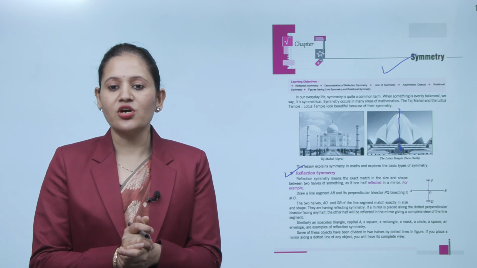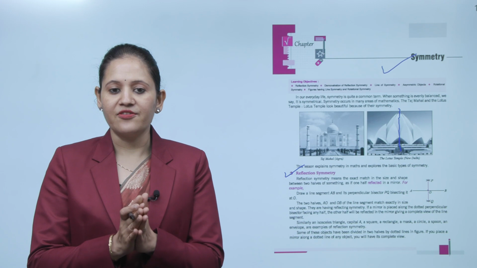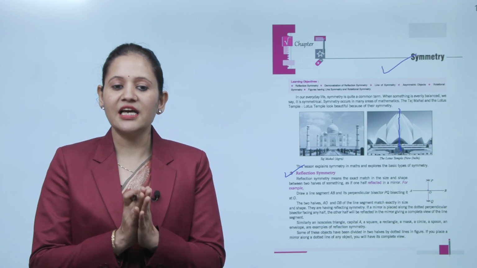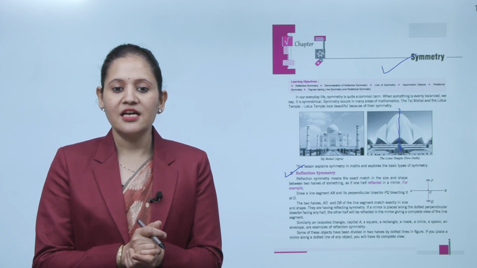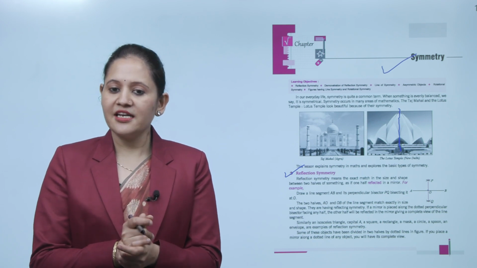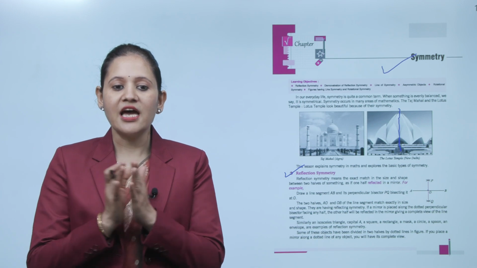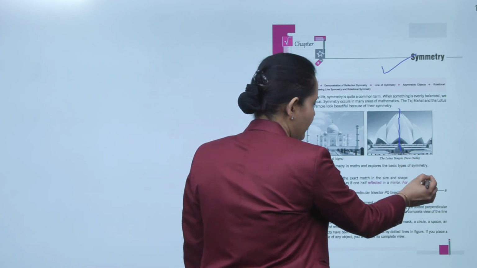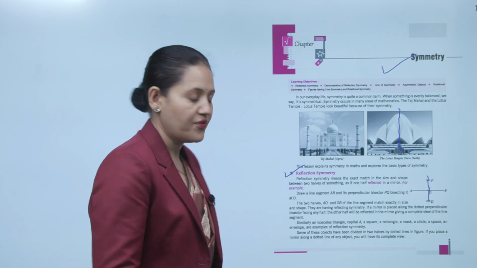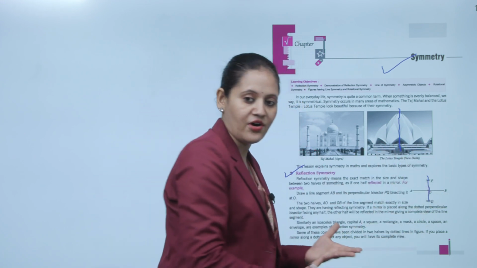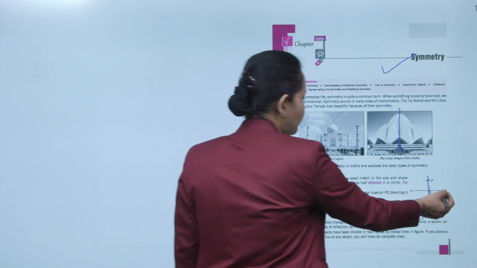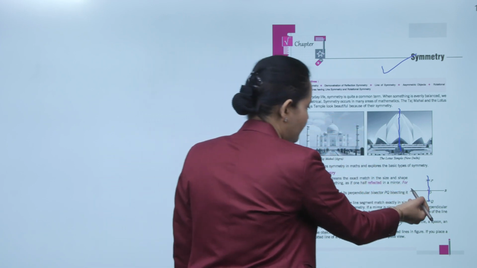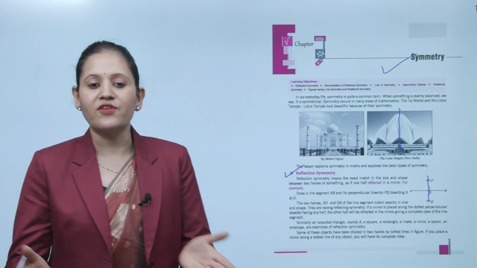If the mirror is placed along the dotted perpendicular bisector facing any half, the other half will be reflected in the mirror, giving the complete view of the line segment. Similarly, an isosceles triangle, capital letter A, a square, a rectangle, a mask, a circle, a spoon and an envelope are examples of reflection symmetry. Suppose we have placed a mirror along this dotted line. So we can see the other half of this line segment that will complete the line segment AB, equal in size and shape to AO. So this is called reflection symmetry.